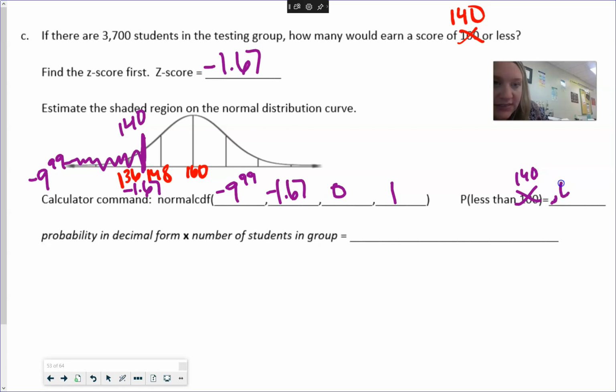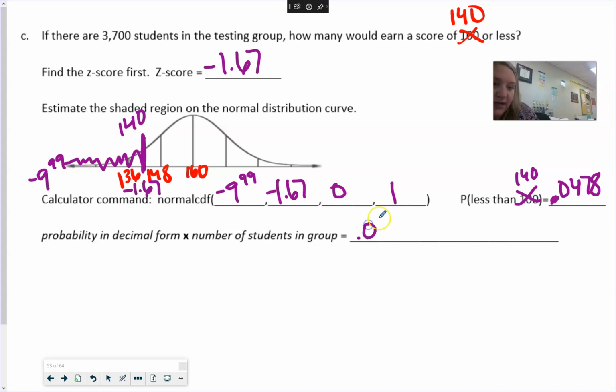So 0.0478. Okay, but that wasn't the question. The question was how many students, okay? So I know the probability of getting that score, but there were 3,700 students, right? So we're going to take my 0, take your probability. Can't write today. It's the end of the day.